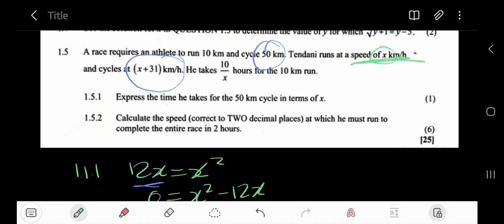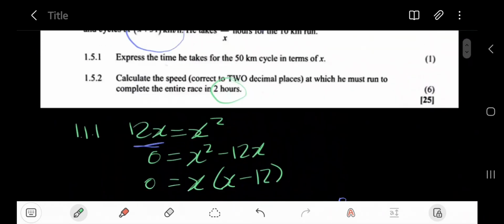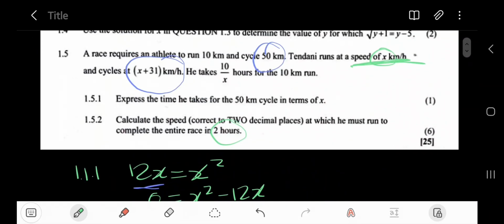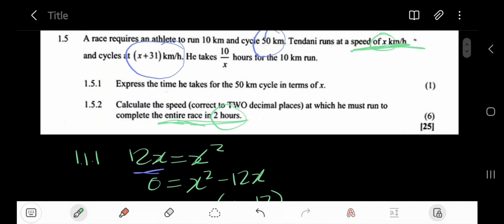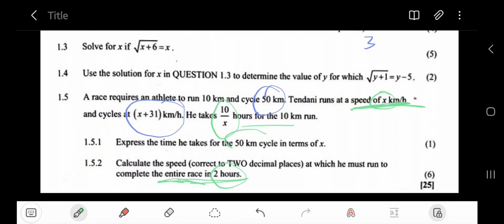So the equation that we have to come up with, first of all, has to be in terms of x. But now it has to be an equation of time, because they're telling us 2 hours. And they spoke about the entire race. Look at this: calculate the speed, correct to 2 decimal places, at which he must run to complete the entire race in 2 hours. So we need to find the time that it takes for him, in terms of x, for the entire race. First we get the time that he takes to run the 10-kilometer run, and we also just calculated the time that it takes for him to run the 50-kilometer cycle.